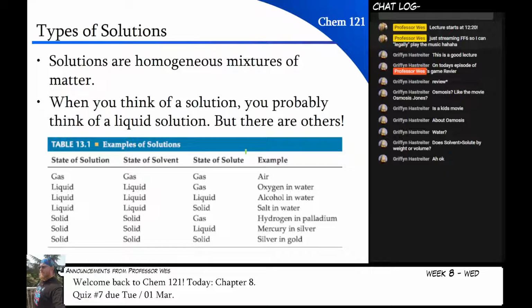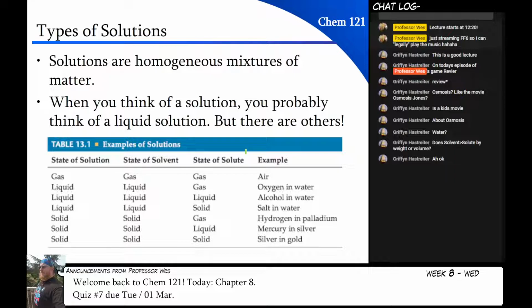Down here on the table, just various examples of solutions. Air that you are breathing is a solution. The solute in air would be oxygen or water vapor or carbon dioxide or whatever there's less of. The solvent is the thing there's the most of, which would be nitrogen. Most of the air you breathe is nitrogen, which is inert and doesn't do anything to you, so you just exhale it.